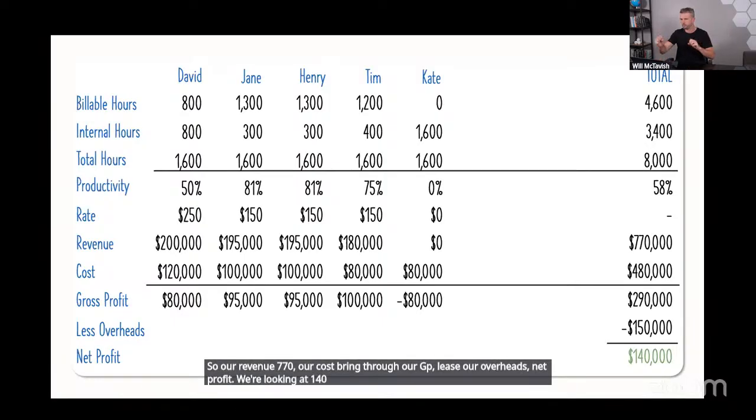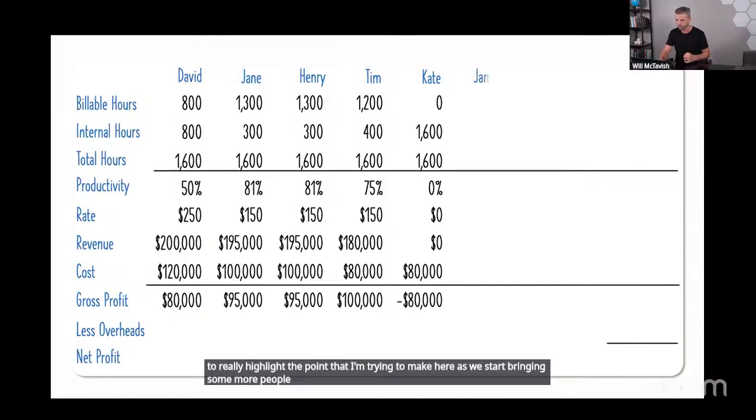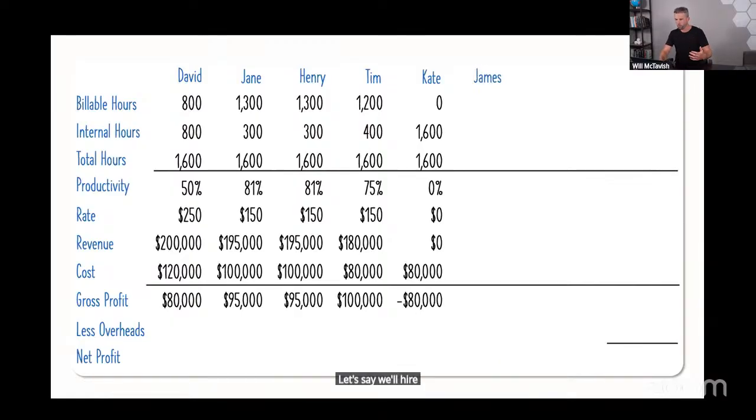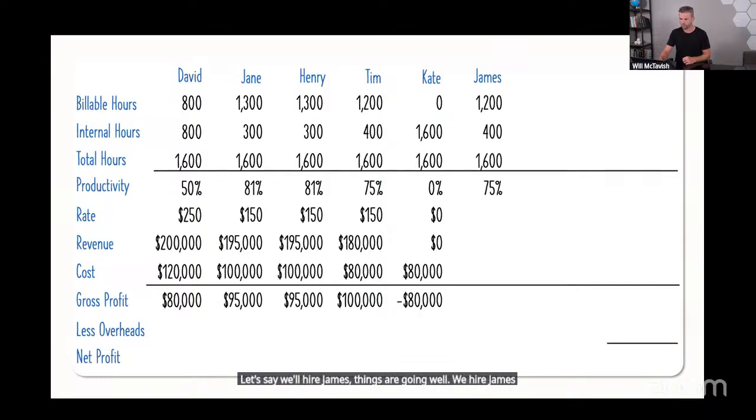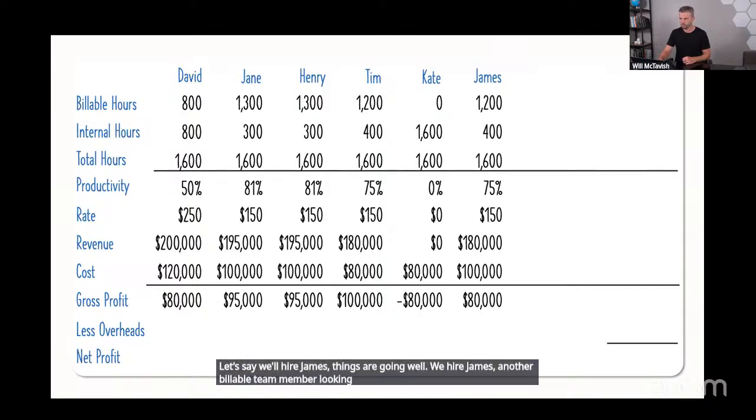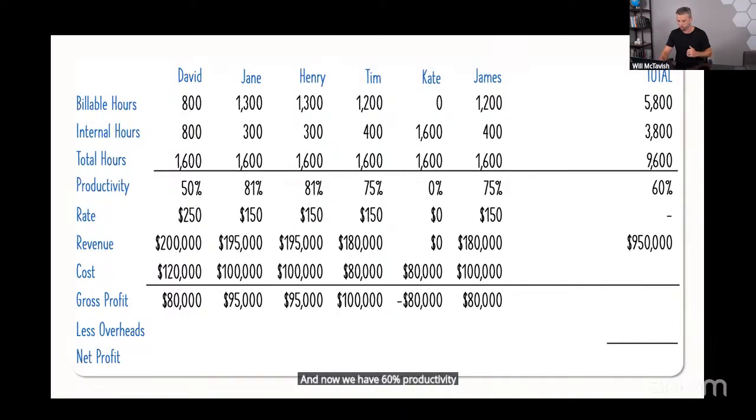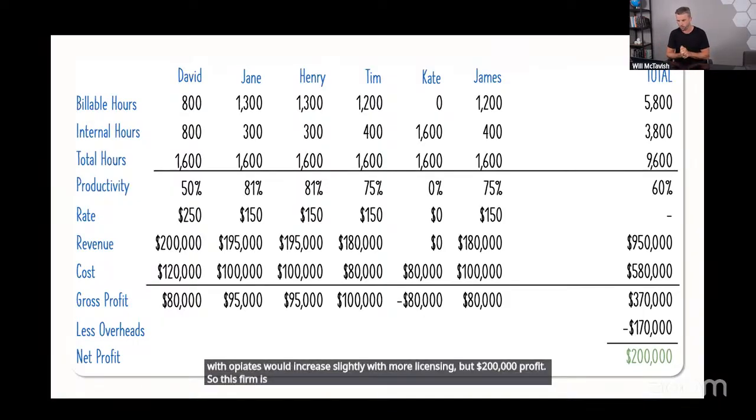Obviously, these are just numbers that I'm making up. But I'm just going to really highlight the point that I'm trying to make here as we start bringing some more people into this firm. Let's see, we'll hire James. Things are going well. We hire James, another billable team member, looking really good. And now we have 60% productivity, high-performing firm right here. With our overheads would increase slightly with more licensing, but $200,000 profit. So this firm is running really well. But Kate not doing so well.